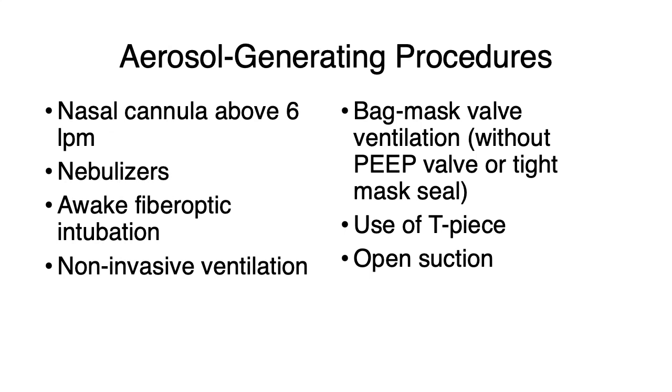This is a list of procedures that may generate aerosols. Some of these are very common in our respiratory management, and so they should be used with caution. Any nasal cannula flow above 6 liters per minute, nebulizers including albuterol and Atrovent, awake fiber optic intubation, especially because of the coughing that would cause respiratory droplets to aerosolize. Any non-invasive ventilation, including BiPAP or CPAP. Bag mask ventilation. Some of that can be mitigated with a PEEP valve and using a tight mask seal. Using a T-piece when on the ventilator and open suction systems.